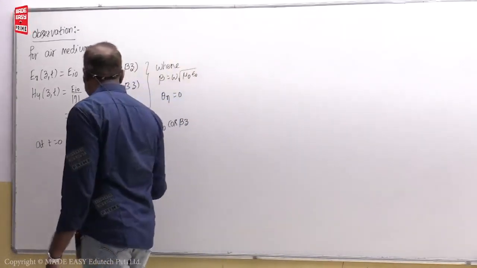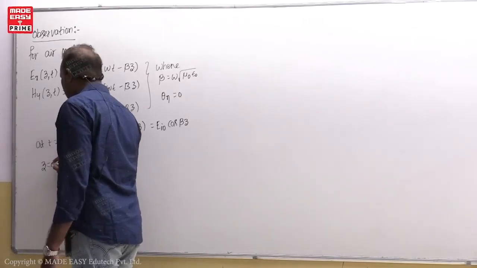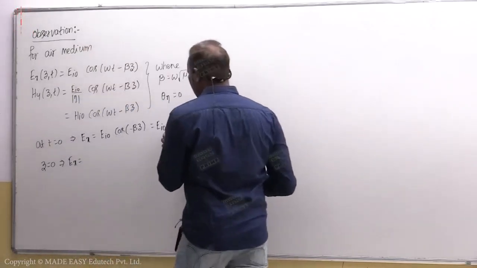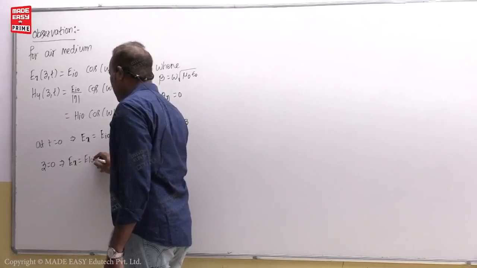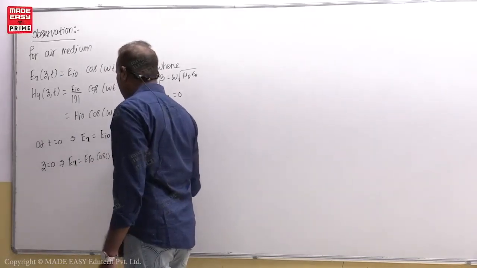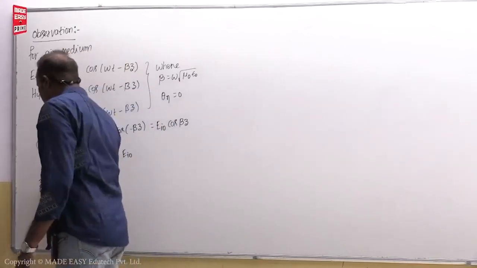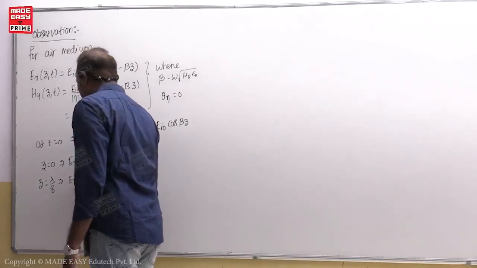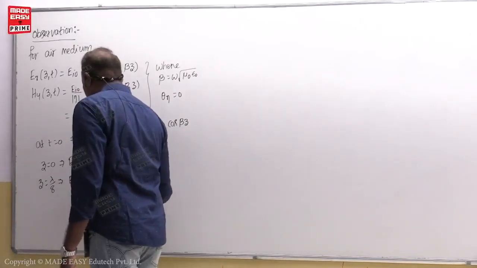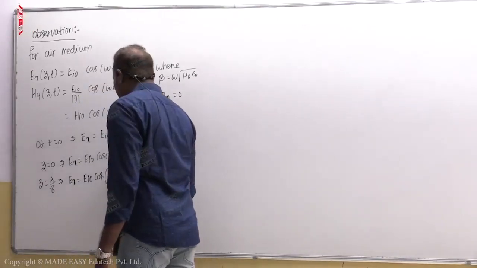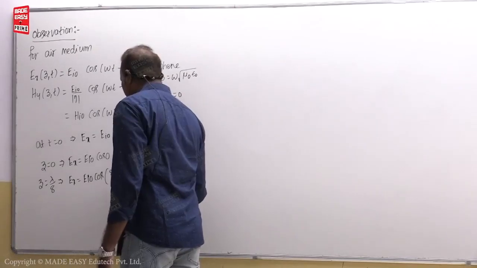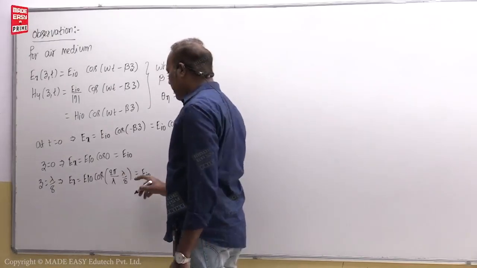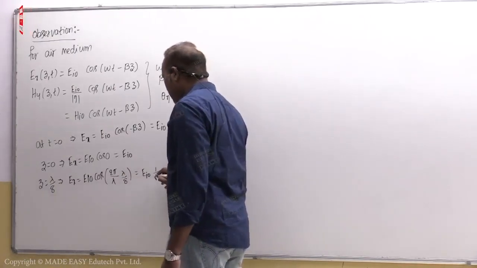Now, when z is equal to 0, Ex is equal to EI0 into cos 0, that is equal to EI0. When z is equal to lambda by 8, Ex is equal to EI0 into cos of beta z, where beta is 2 pi by lambda, into lambda by 8. Lambda cancels, you get pi by 4, and cos pi by 4 is 1 by root 2.